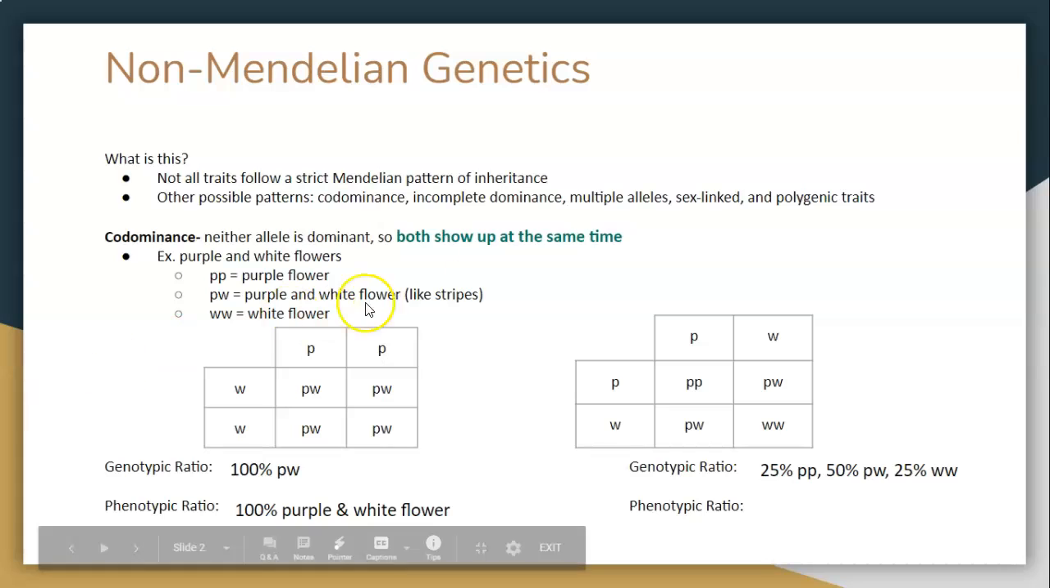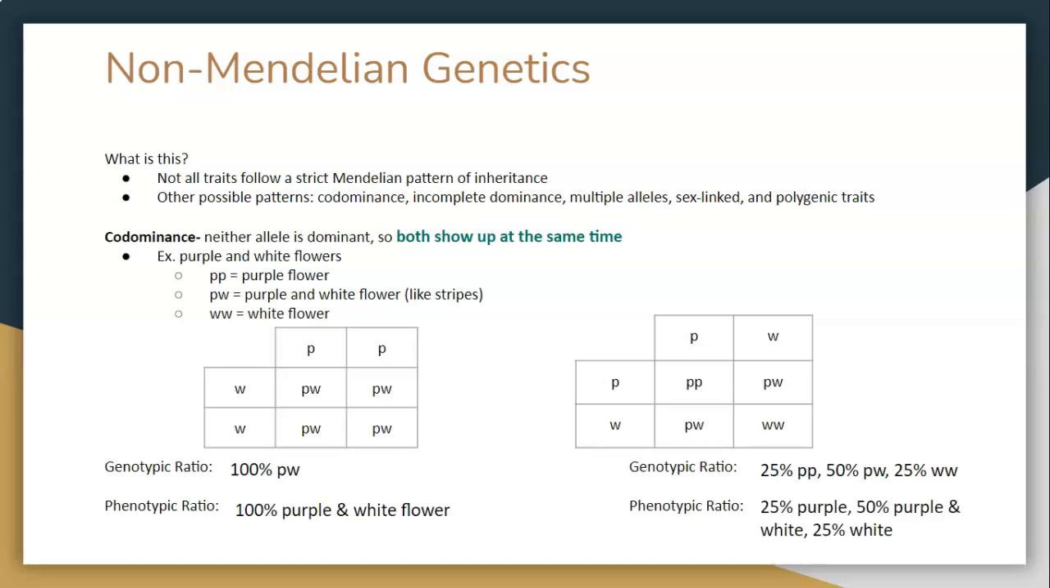And that's strictly looking at just the four offspring boxes. For our phenotypic ratio, we're just going to determine what those genotypes stand for. So 25% are purple flowers, 50% purple and white, and 25% just white.